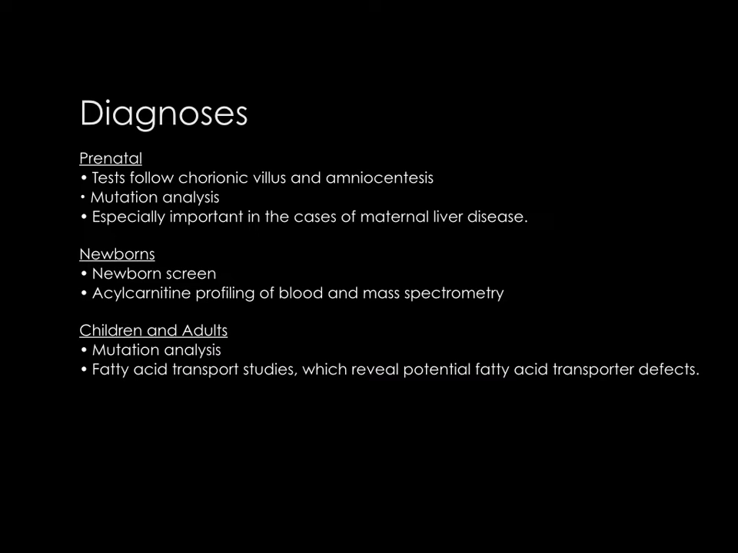In newborns, there's a newborn screen. They're going to be looking for acylcarnitine profiling using blood and mass spec, which is actually really cool. And then there is diagnosis in children and adults. Again, this is going to be looking for mutations in specific genes. They're also going to be looking at fatty acid transport studies because these are going to show potential fatty acid transporter defects.